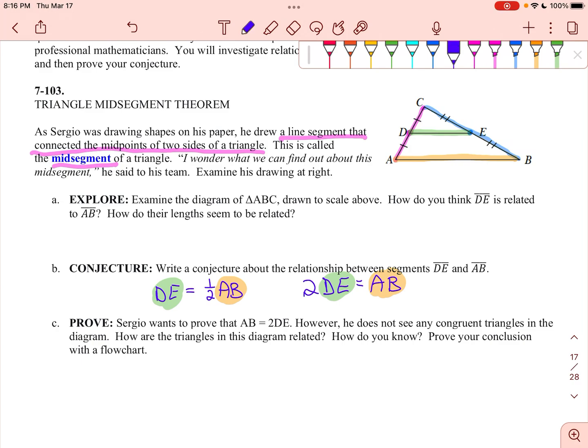However, he does not see any congruent triangles in the diagram. How are the triangles in this diagram related? So they're not congruent to each other. I am going to say that these triangles are similar.